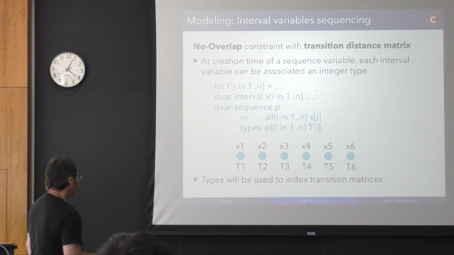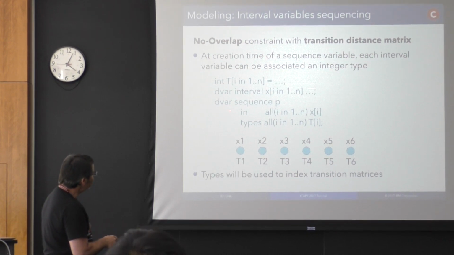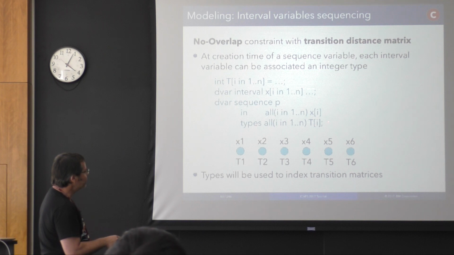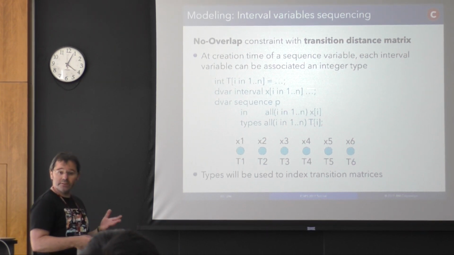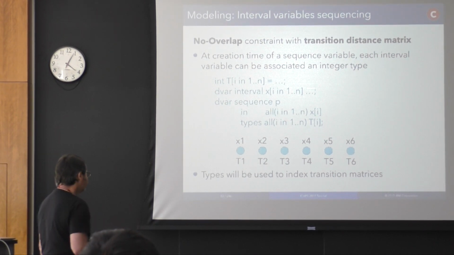So in OPL, the syntax is, when you define the variable on all the intervals xi here, you can associate something that is types, and it says that in this sequence, interval xi has an integer type, ta, that is known. This is something that is known in advance, the type.